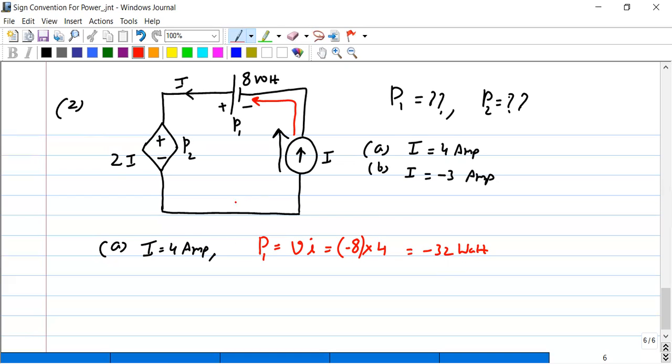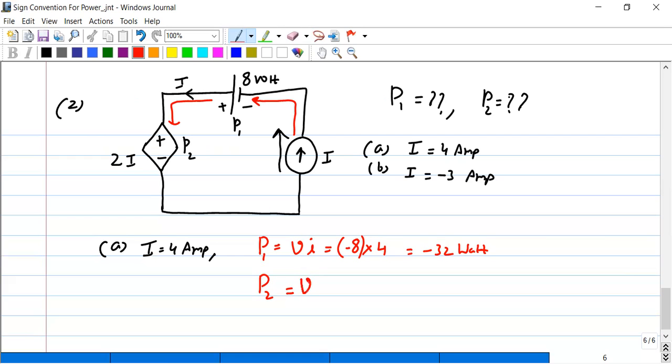Because we know that power is positive when current enters the positive terminal. But right now current is entering the negative, so the power is minus 32. Similarly, P2 equals to... I have taken minus 8 because current is entering the negative. Now the same current I will come like this and enter the positive terminal of the voltage source.